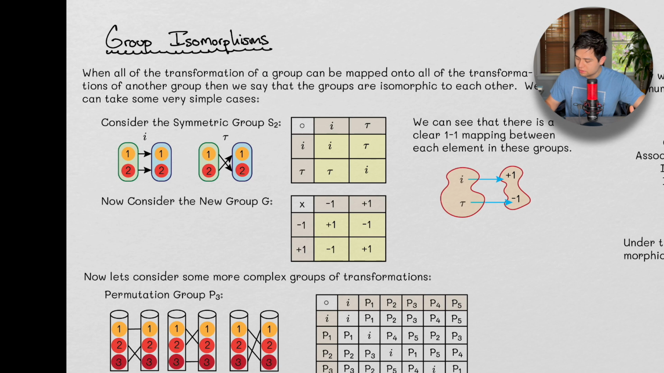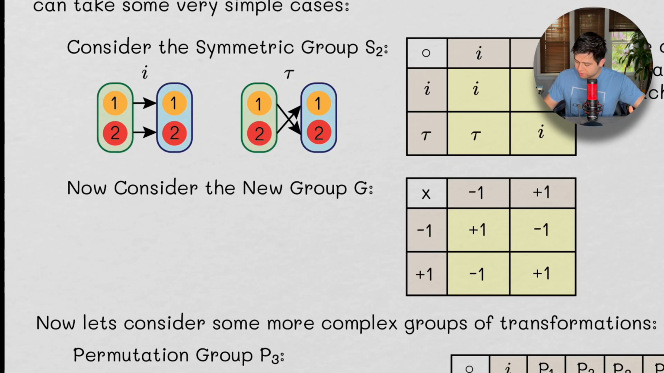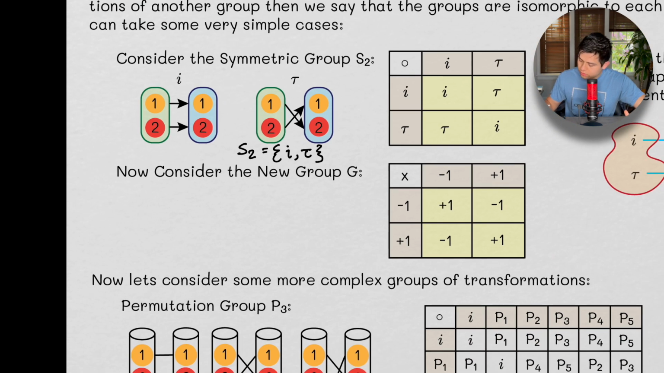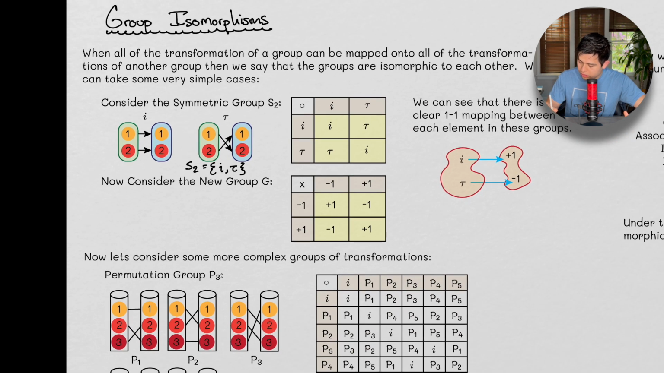So one way we can write this is to say, I'll write it right here, S2 is equal to the set of the identity transformation and the transposition transformation. Okay? And so we have these two transformations that make up the set of S2. To make it a group, again, we have to obey a couple of axioms. The first axiom is closure.